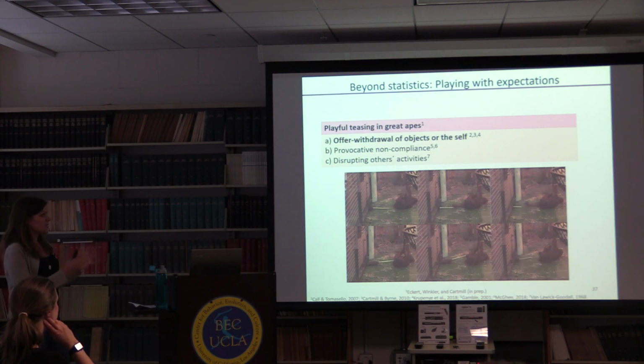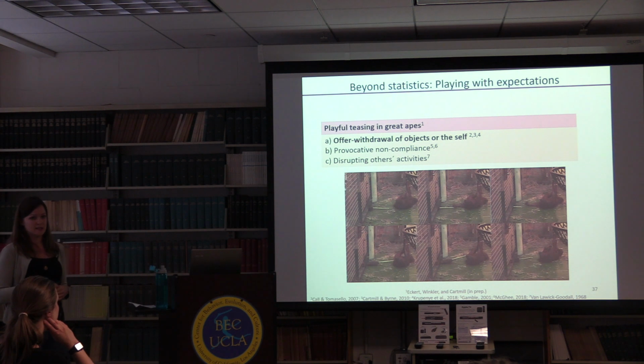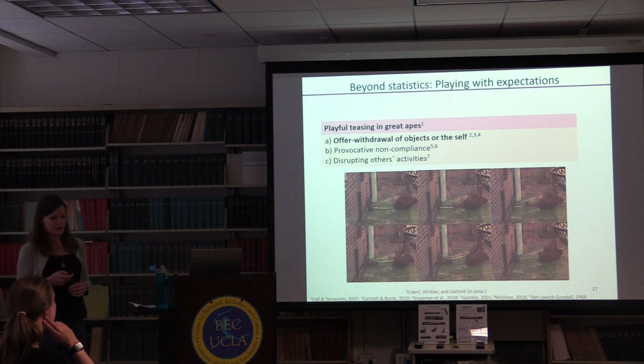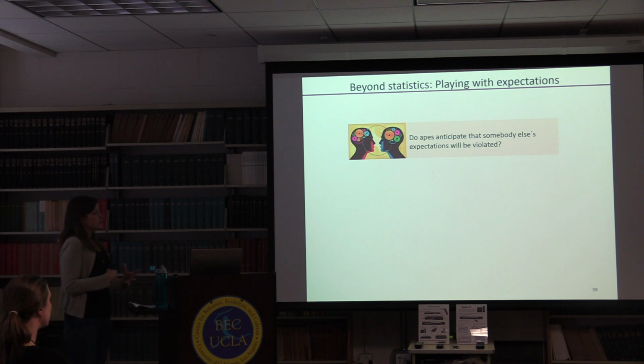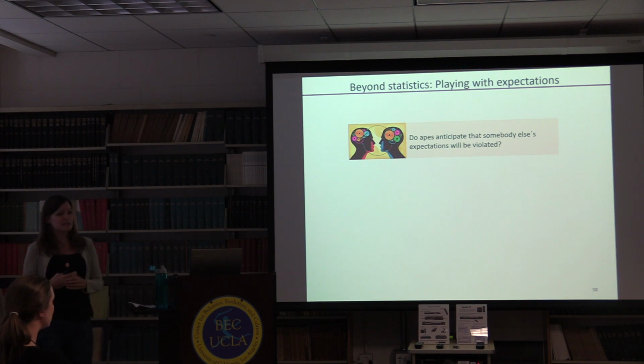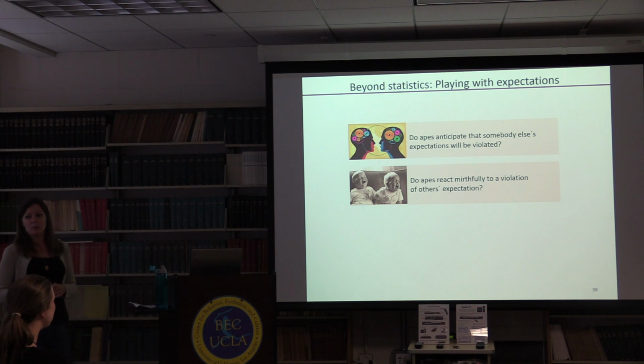Yeah, so these preliminary findings suggest that great apes may playfully tease others in similar ways as human infants do. And this opens up quite interesting research questions. First of all, what do apes really understand about these expectations of the other? Do they anticipate that somebody else's expectations will be violated? And second, do they enjoy watching such expectation violations in a similar way as human infants do?